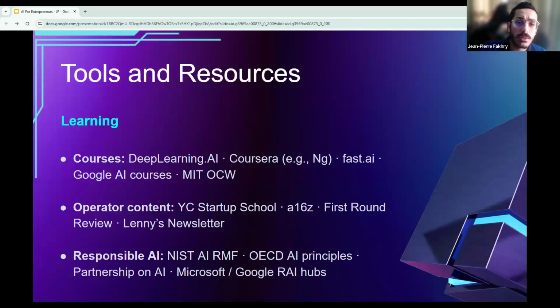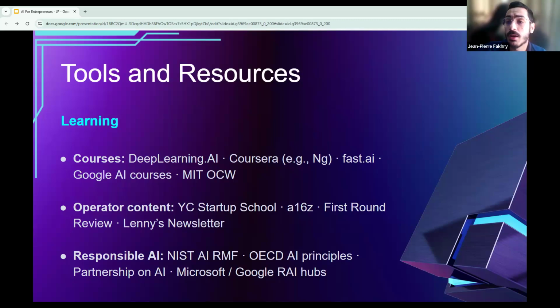Now, the most important part, if you guys want to take pictures of these, please feel free to do so. We're gonna go over some of the tools and resources that you can use in your day-to-day that will make it easier on you. Now, first of all, for learning, we have a lot of courses that you can use.